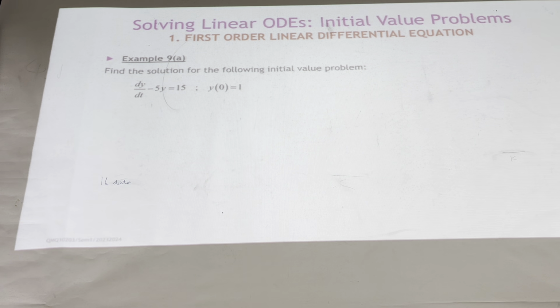Alright, so we are going to solve this by using Laplace transform. How do we want to start? First, we start by transforming this linear differential equation into Laplace transform. So we apply the Laplace transform to the right hand side and left hand side. So Laplace of dy over dt minus 5y equal to Laplace of 15.